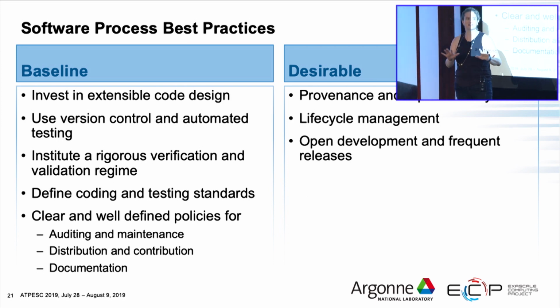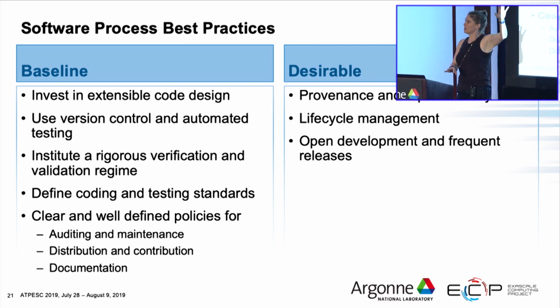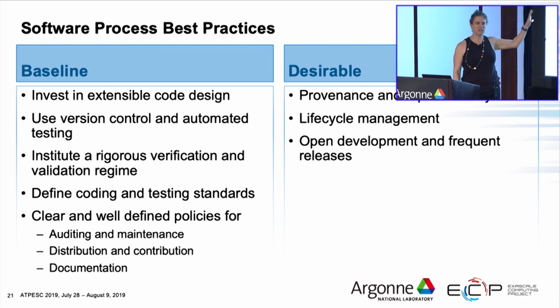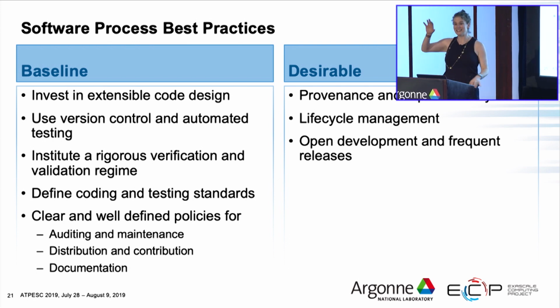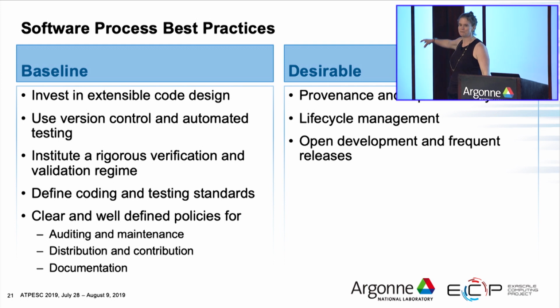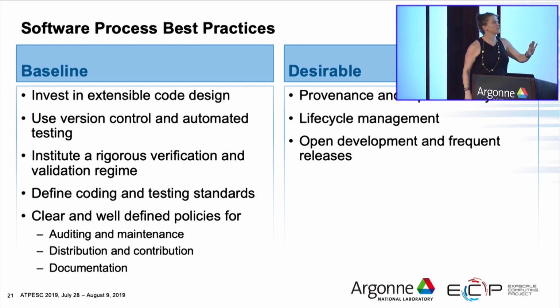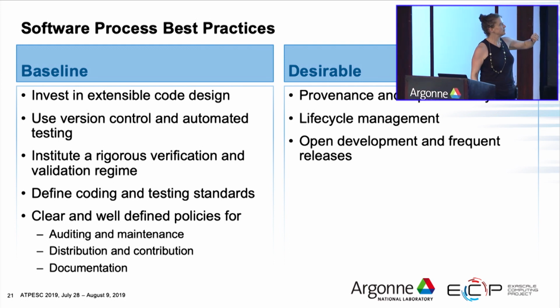Provenance is also important. So the provenance is correlated. Understanding that this version of the code with this data set gave me these results, which resulted in this paper. Understanding that whole trail is very important and is necessary for reproducibility.